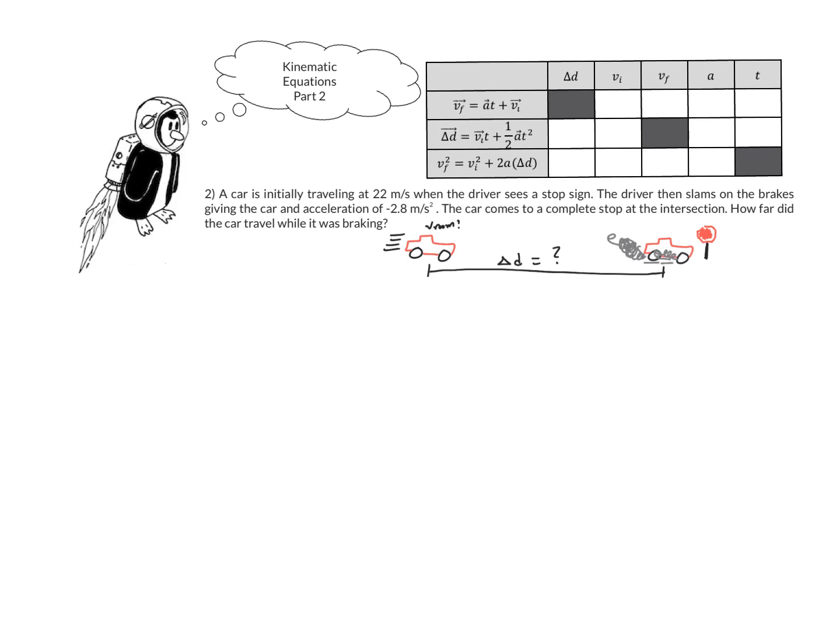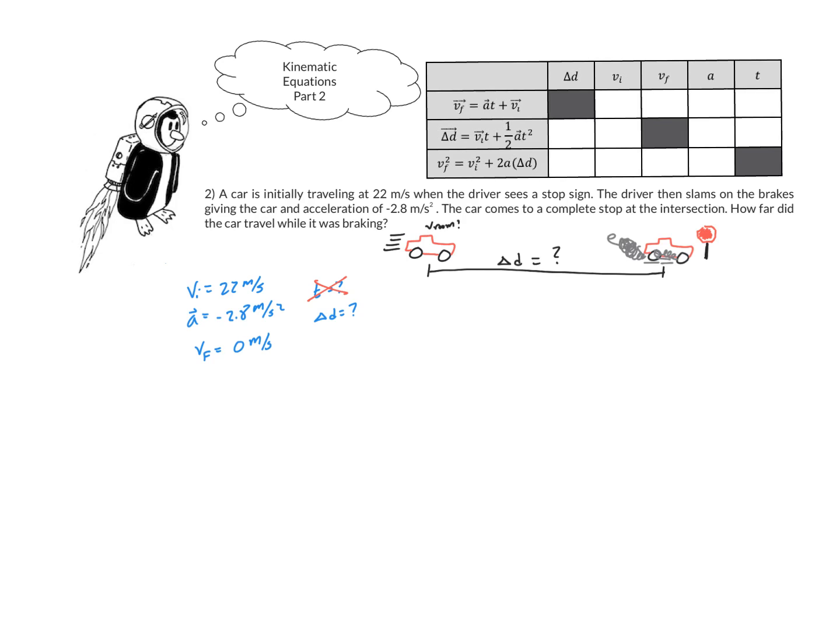First, let's write down what clues we have from the problem. We know the initial velocity is 22 meters per second. We know that the acceleration is a negative 2.8 meters per second squared. So it slowed down. We also can infer from what's given that the final velocity was 0 meters per second. It came to a stop. We don't know the time, and we don't know the distance. Of course, for this problem, we don't need to know the time, so we can ignore that.